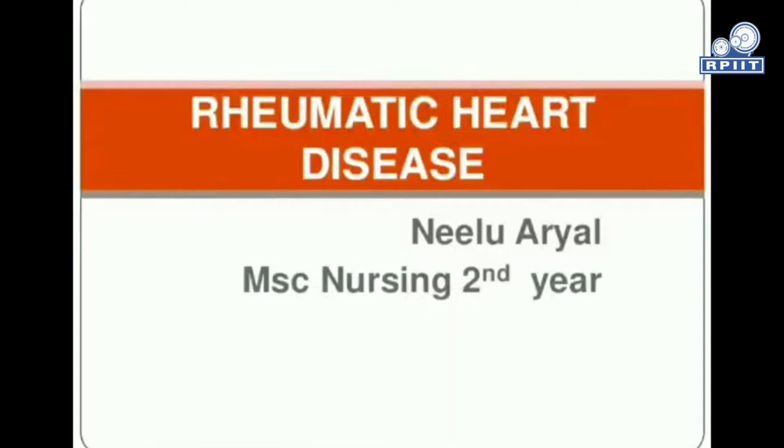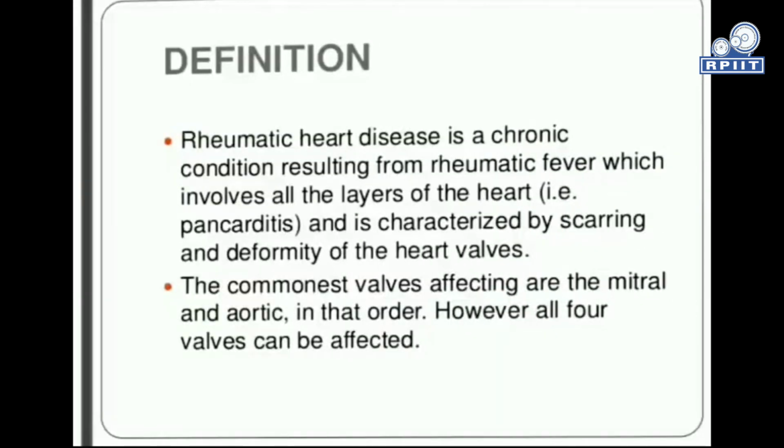Today my topic is rheumatic heart disease. What is rheumatic heart disease? Rheumatic heart disease is a chronic condition resulting from rheumatic fever, which involves all the layers of the heart like pericarditis, pancarditis, and is characterized by scarring and deformity of the heart valves. Next, the commonest valves affected are the mitral and aortic, in that order. However, all four valves can be affected.